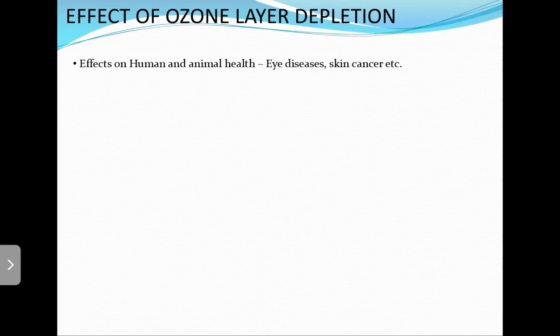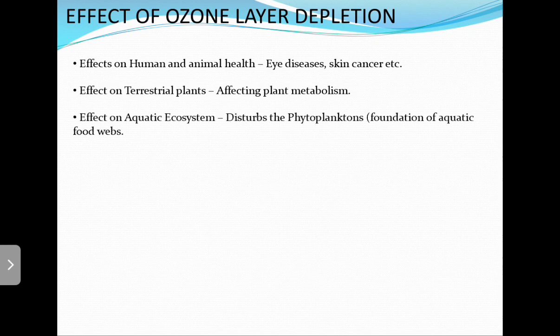Its effect on terrestrial plants is huge, because it affects the metabolism of the plants, and the growth of the plant is restricted a lot. So definitely it affects plant life a lot also. And its effect on the aquatic ecosystem is also there.